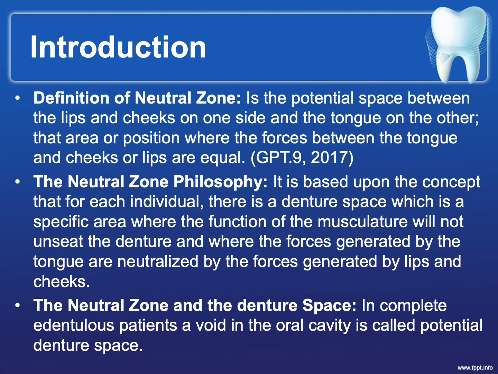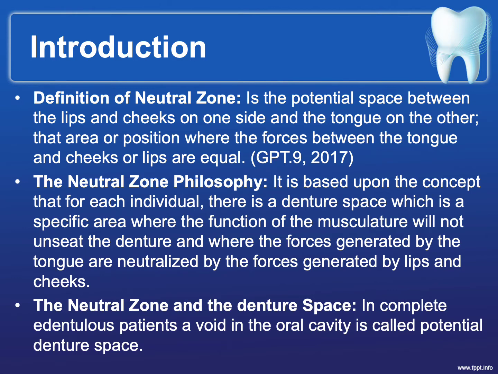Neutral zone is the potential space between the lips and cheeks on one side and the tongue on the other side. That area or position where the forces between the tongue and cheeks or lips are equal.